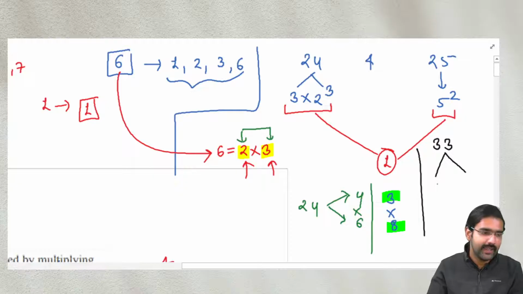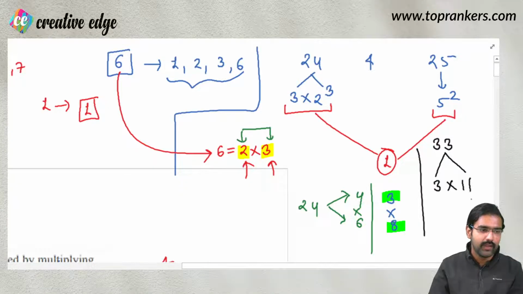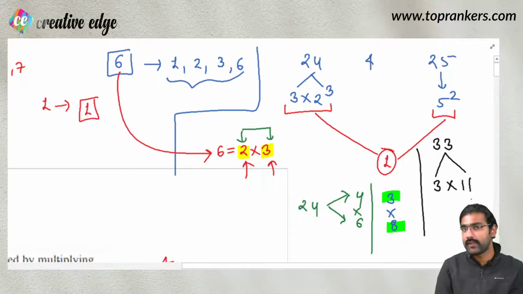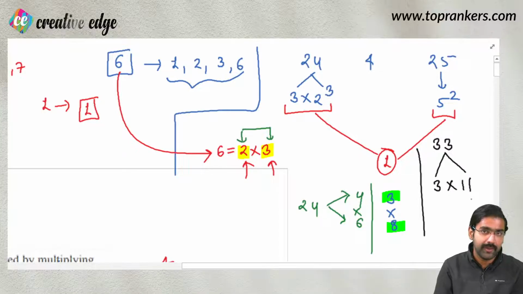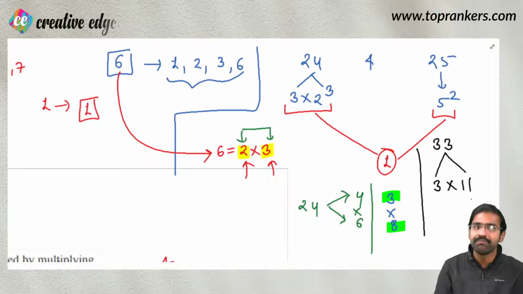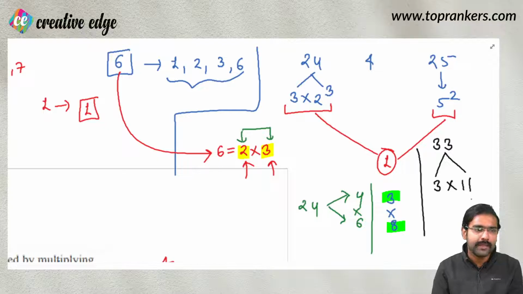So 33, I think I can write it as 3 into 11. अब 3 into 11 लिखने का फायदा ये होगा कि 3 ऑब्वियसली 33 के लिए कोई और ऑप्शन हमारे पास था नहीं, बट अगर मैं 33 को देखूं तो it is 3 into 11. What do I mean by that?